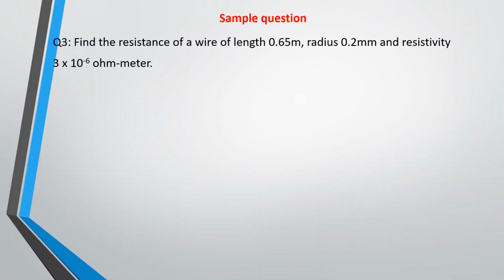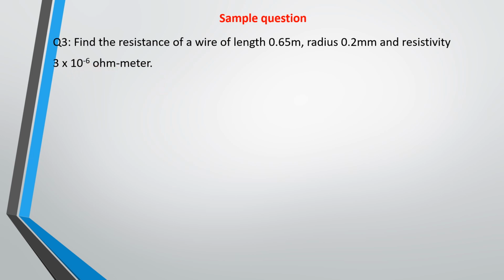This is another one. As I've said, this is a repeated class, so that is why I'm solving more problems in this particular class. In the previous class we treated, I also solved some of these problems too, so you can still review the two classes. Okay, so this question says, find the resistance of a wire of length 0.65 meters, radius 0.2 millimeters, and resistivity 3 times 10 to the power minus 6 ohm meter.